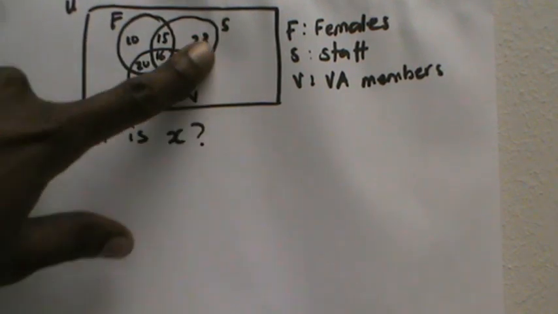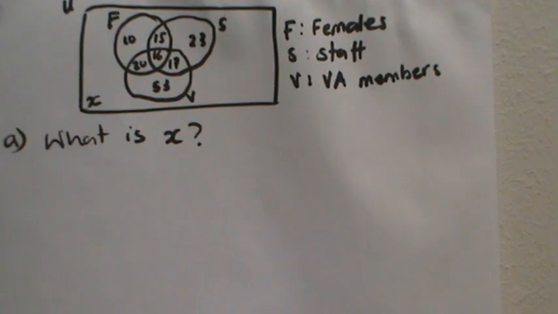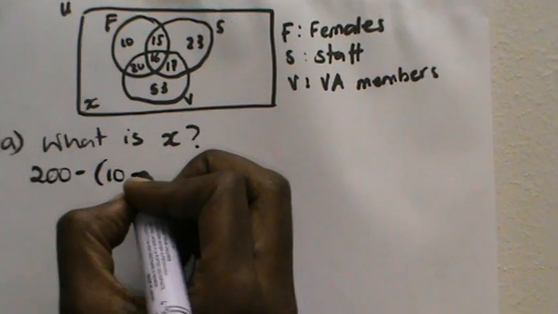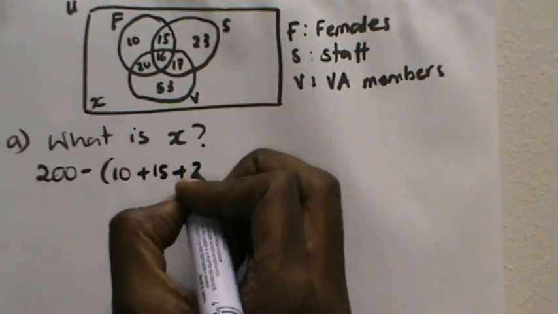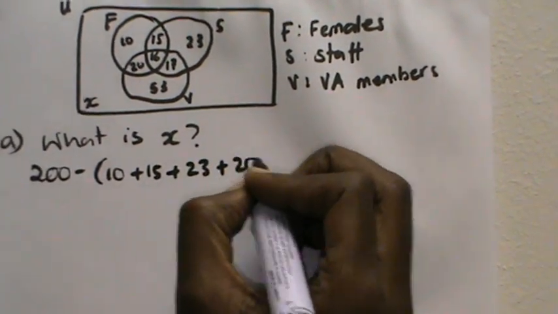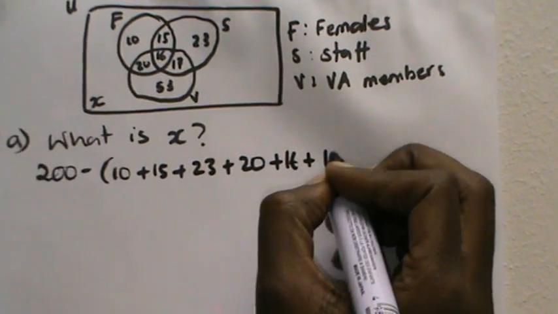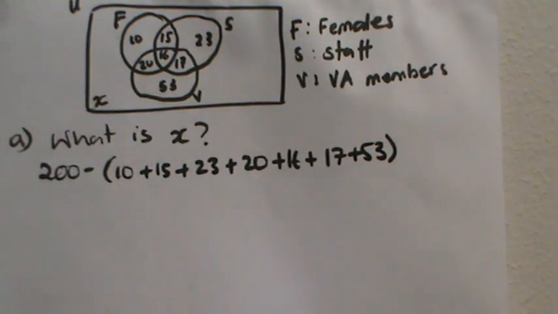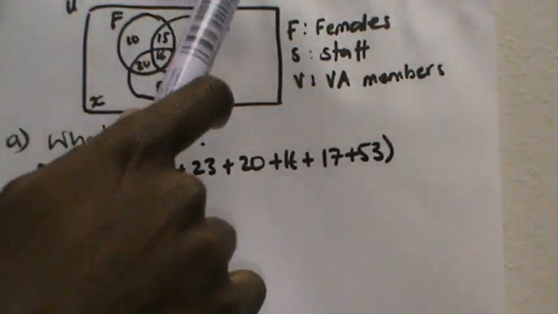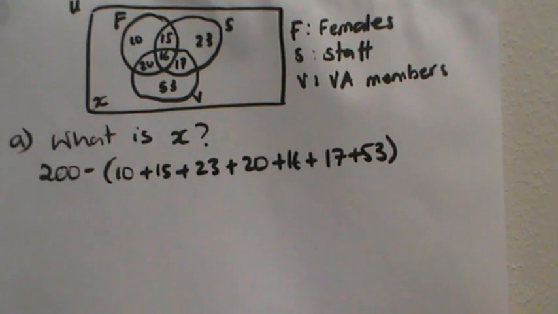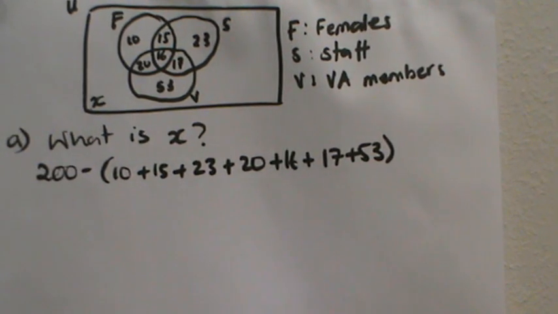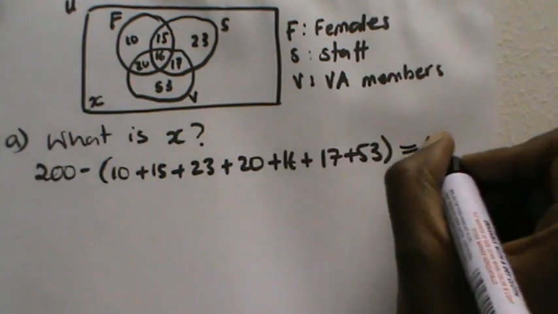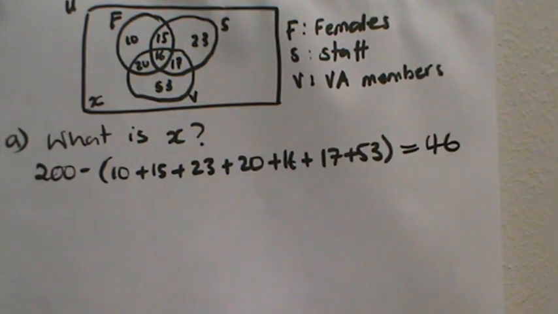I say 200 minus the sum of these ones. So I'll say 200 minus 10 plus 15 plus 23 plus 20 plus 16 plus 17 plus 53. Okay, and that's it. So I add up all these, 10, 15, what, all of them, and then I subtract them from 200. Okay, and on my calculator, that should be very easy to see that this is 46.